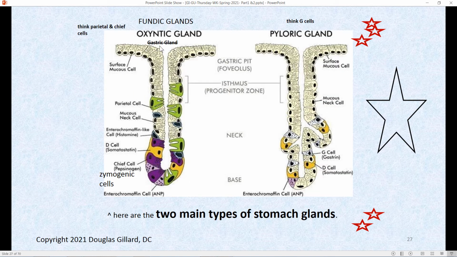Here they are, oxyntic gland, aka fundic gland, and we have parietal cells right here. They're the acid secretors. And then where are our chief cells? There's our chief cells, or our zymogen cells. Chief is not politically correct these days, so try to call them zymogen cells.